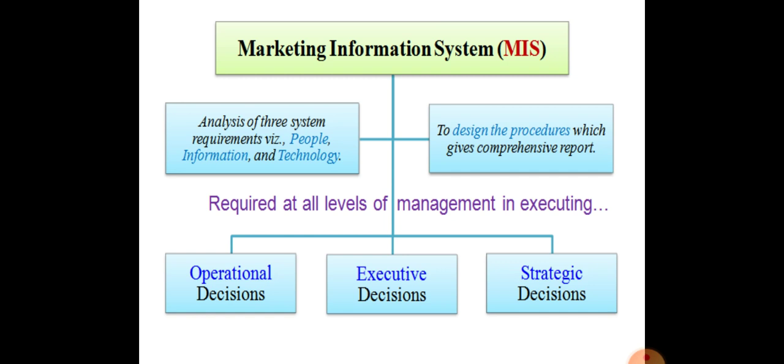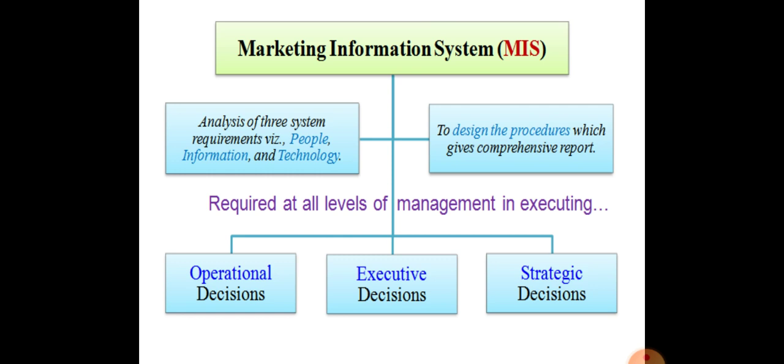First are operational decisions. Operational decisions are taken on a day-to-day basis. Then executive decisions. Executive decisions basically comprise the middle level. Middle level management means managers and executives take the right decisions for the organization. And at the end, strategic decisions. Strategic decisions are basically taken by the top level management. Top level management has the authority, and at the same time the responsibility, for taking the strategic decisions.